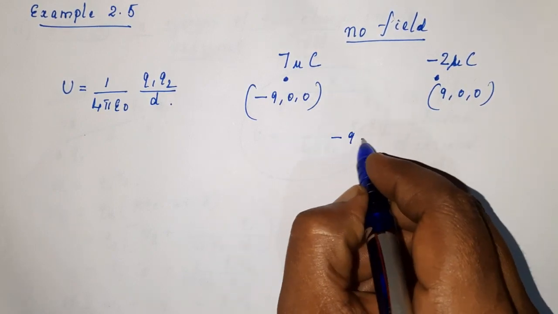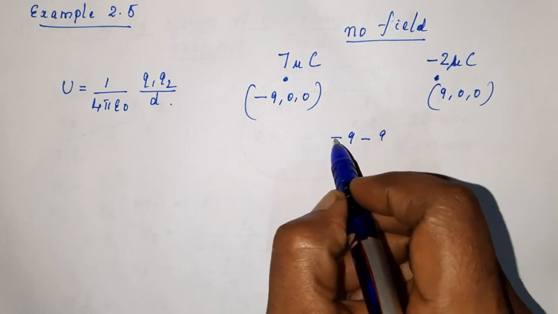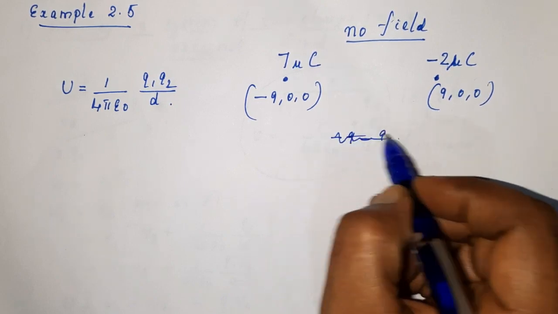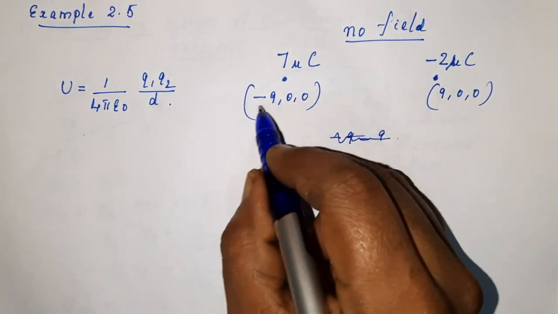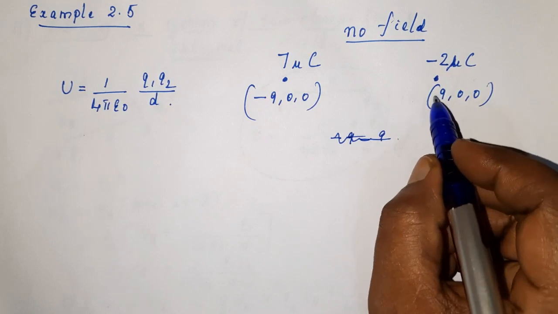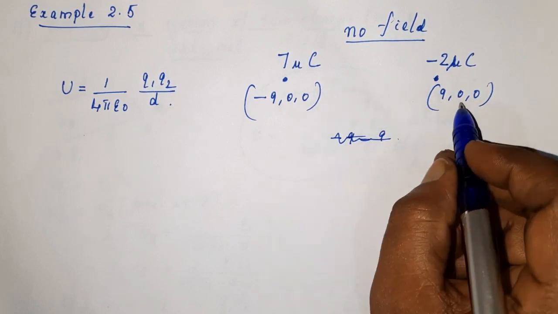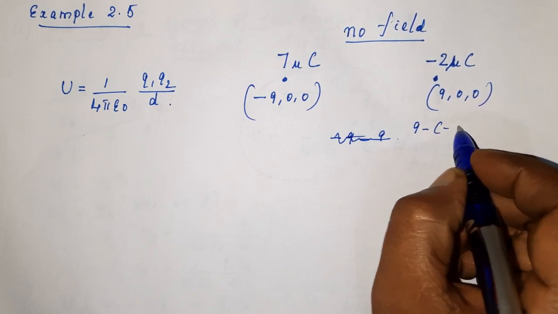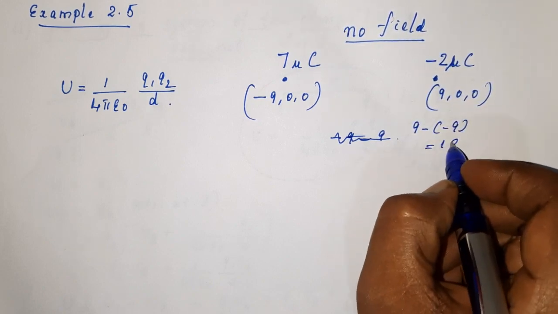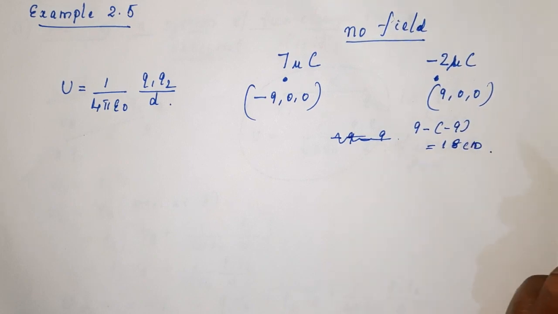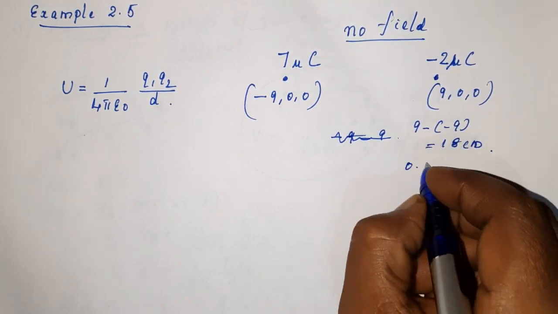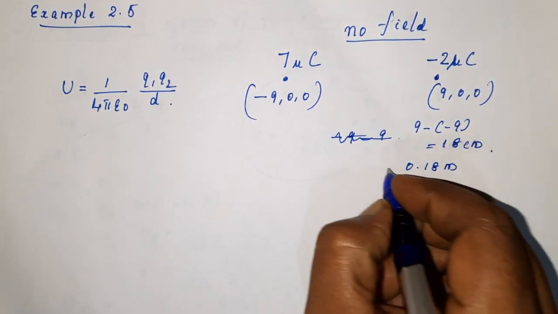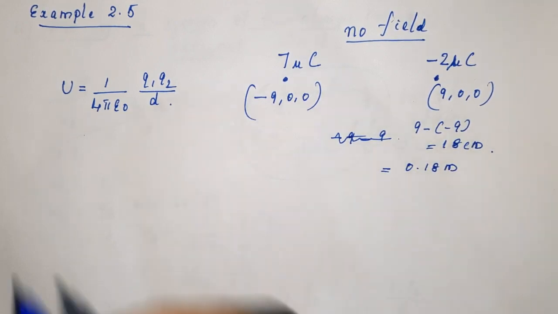Distance we need to consider only in magnitude, no need of taking the coordinate sign. So x2 minus x1 we take, that is 9 minus minus 9. So it becomes 18 centimeter, or 0.18 meter. That is the distance between the two.